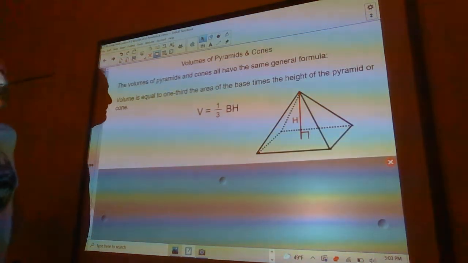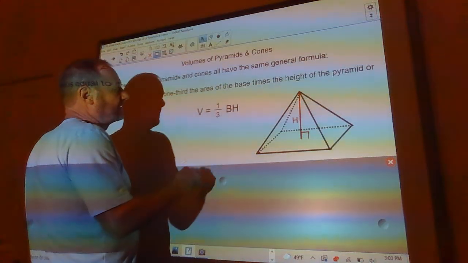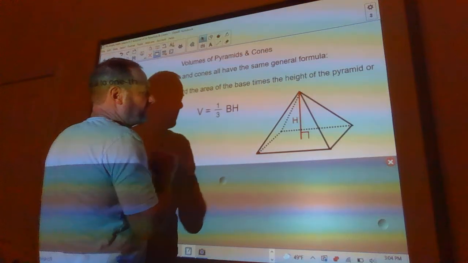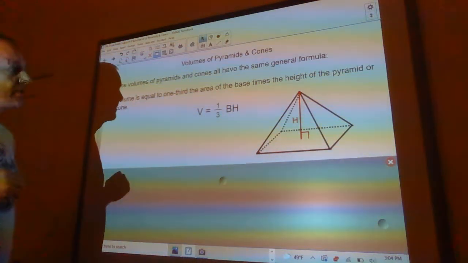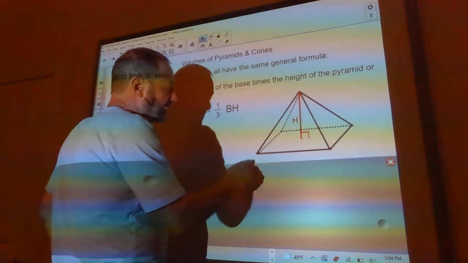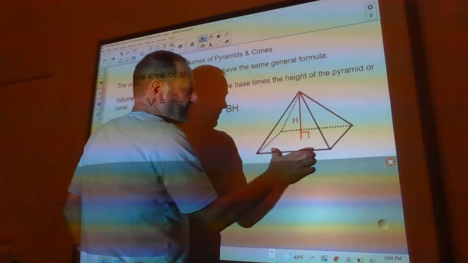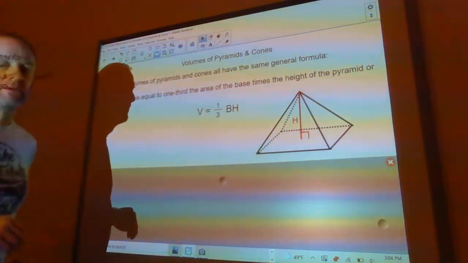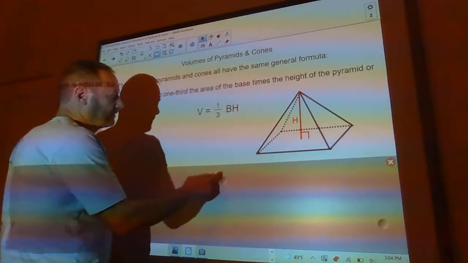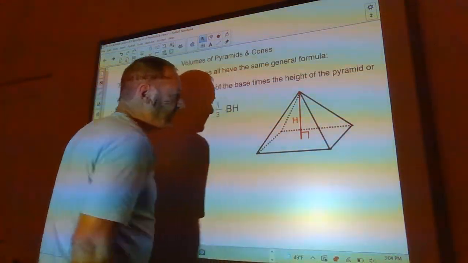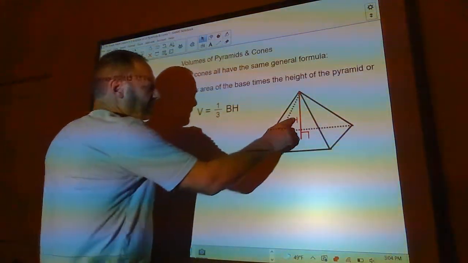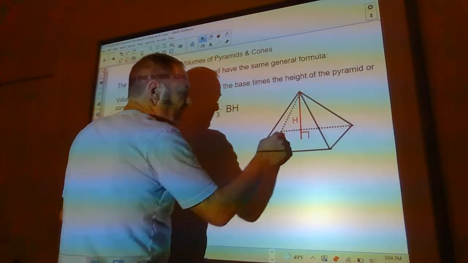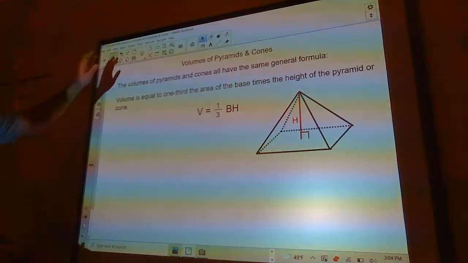This should look really familiar because the last lesson we did was prisms and cylinders, and it was the same general formula minus the 1/3 here in front. Essentially, this means if I made a prism that fit around this perfectly, it would take 3 of these pyramids to fill that prism up with water. Here's the height of my prism, and the base would be the area of the base down here. So let's get right after it.